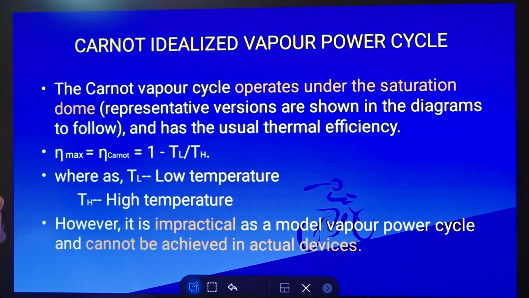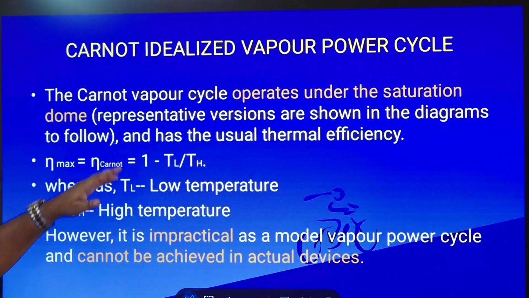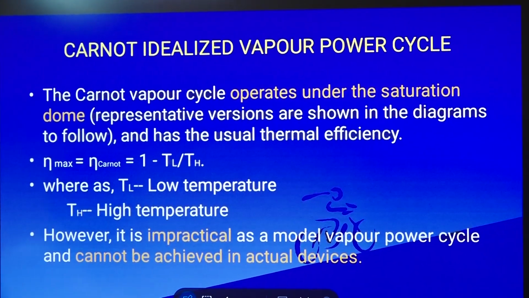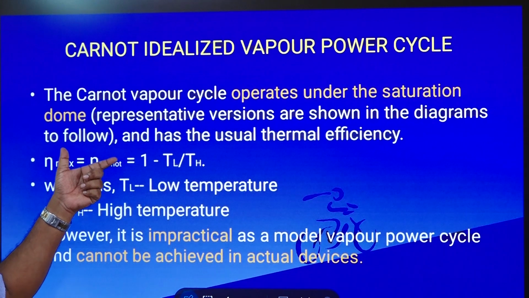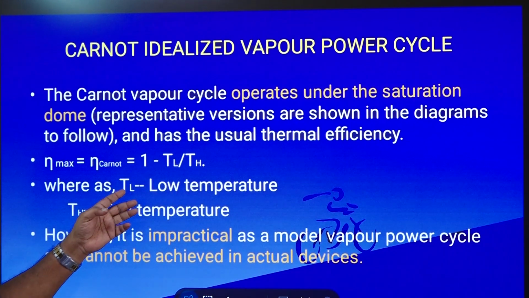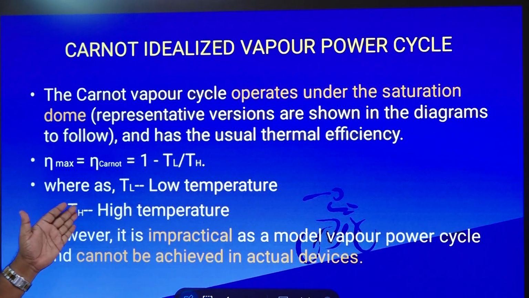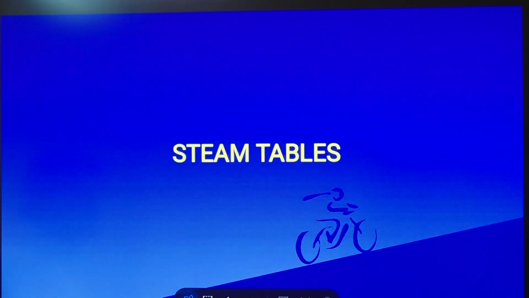A Carnot idealized vapor cycle operates under saturation conditions. The representative versions are given in the diagrams. We all know about the Carnot cycle. The maximum efficiency is obtained in the Carnot cycle, that is 1 minus TL by TH, where TL is the lower temperature and TH is the higher temperature. This Carnot cycle is impractical as a model vapor cycle, and it cannot be achieved in actual devices.